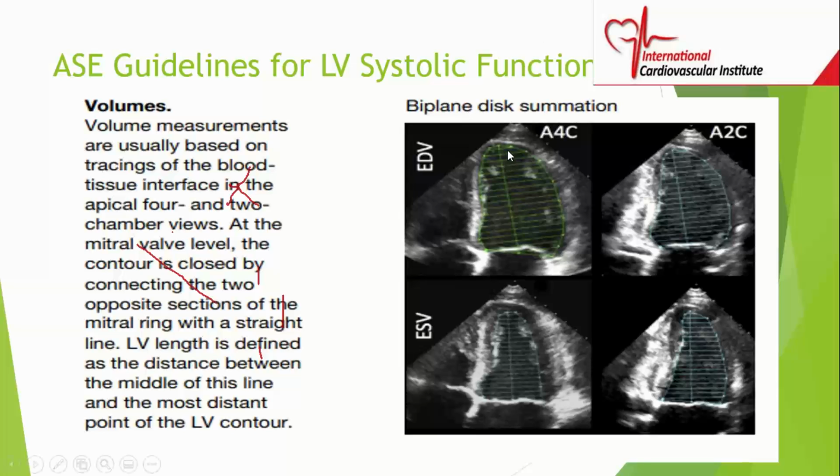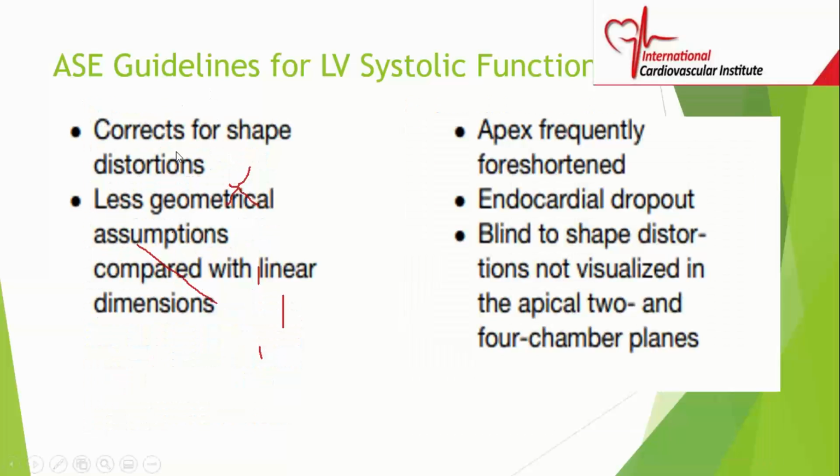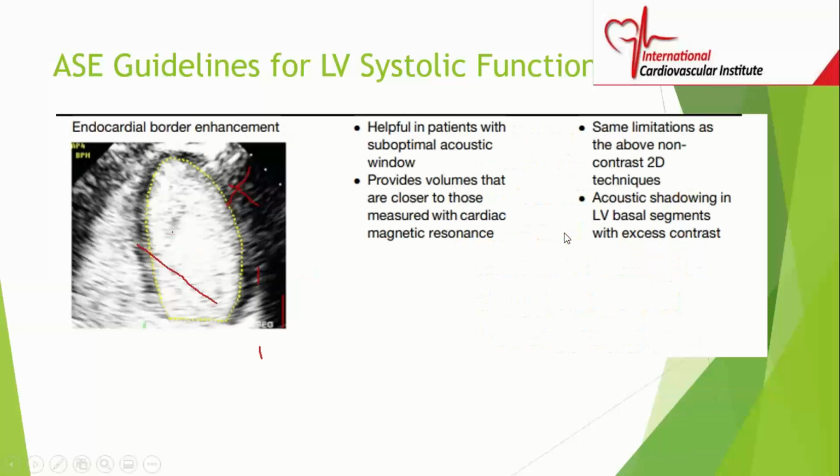So what it does, it cuts the LV cavity into small disks, and it sums them up. Okay. So it corrects for shape distortion. There's less geometrical assumption compared with linear dimensions. It's fairly accurate. However, you can get apex foreshortening. So you have to be constantly looking, because you will foreshorten the apex. All right. You can get endocardial dropout as well.